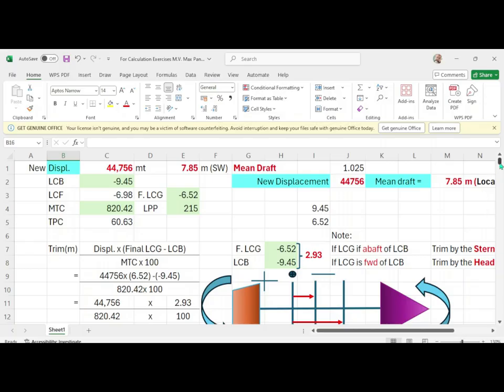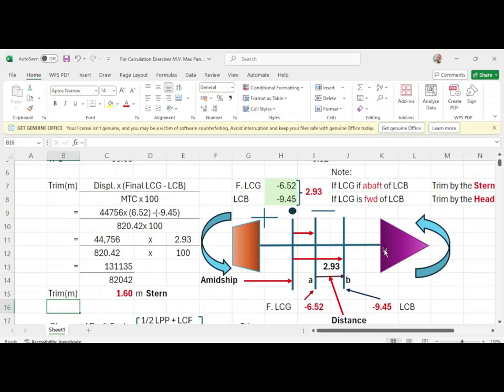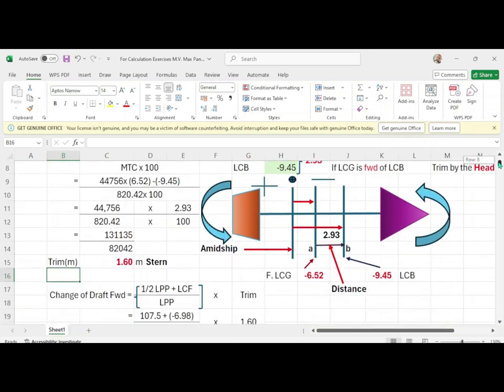So LCF, since this is 6.52 and your LCF is 6.98, so your LCF could be somewhere around here. This line. This will be your LCF. Somewhere around here. Okay? Because 6.52 and 6.98, so could be somewhere around here. This will be your LCF from amidship and your LCF here. Okay? Forward. Because negative meaning forward. So your LCF is, you know the LCF and your LPP.